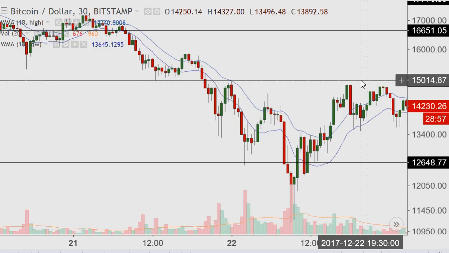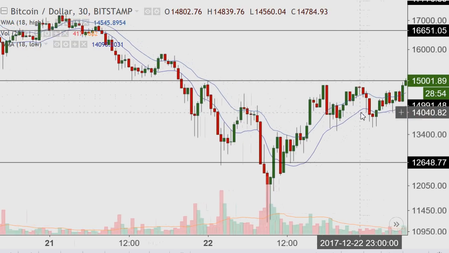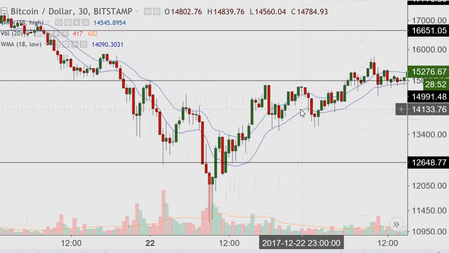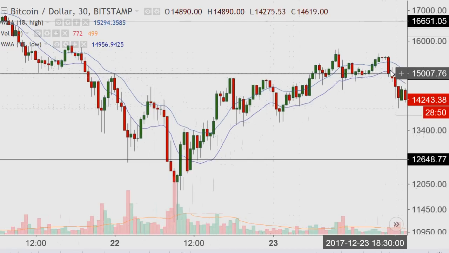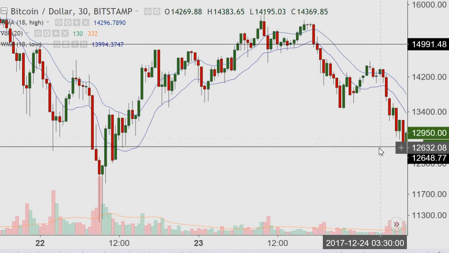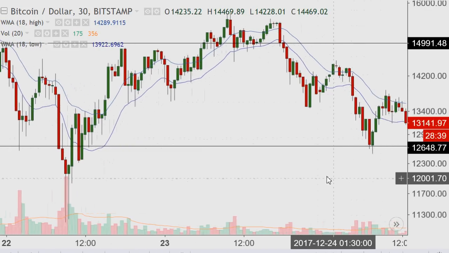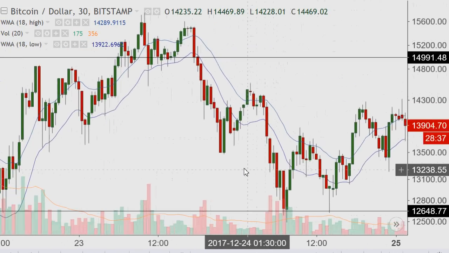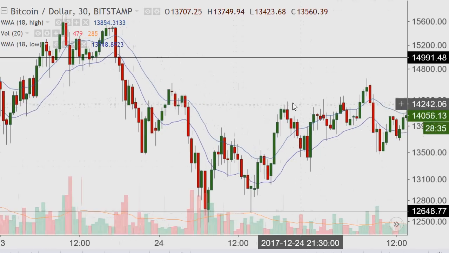This time it comes very close to this previous resistance, pierced below. Now it pierces above. And in its support test, we can see it failing on December the 23rd at 1800 hours. And then right back down to this key support level again. Find support again.